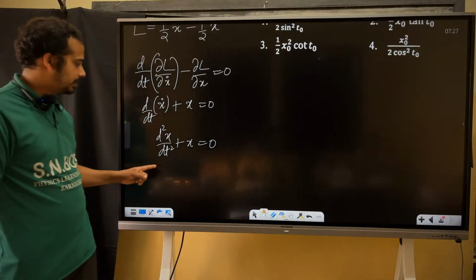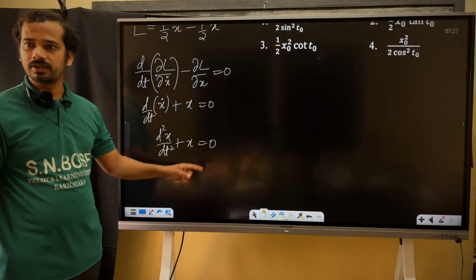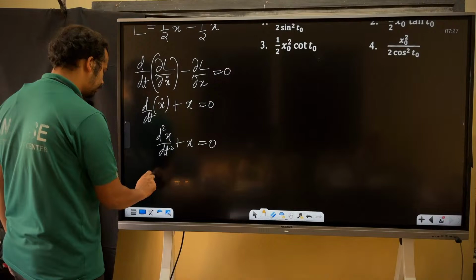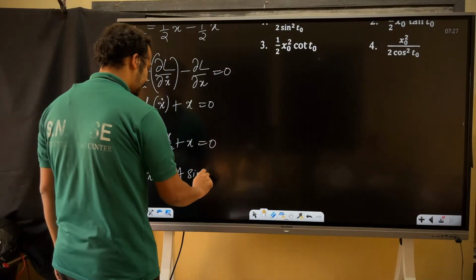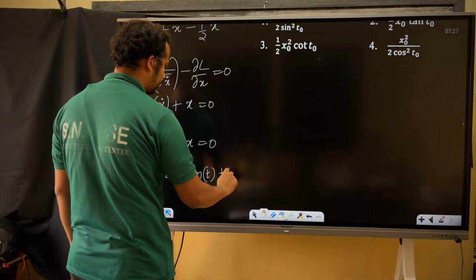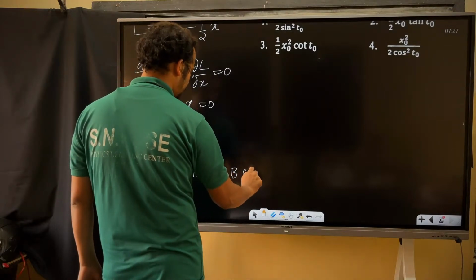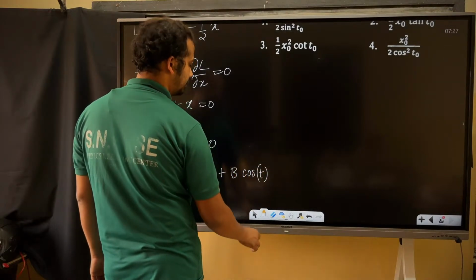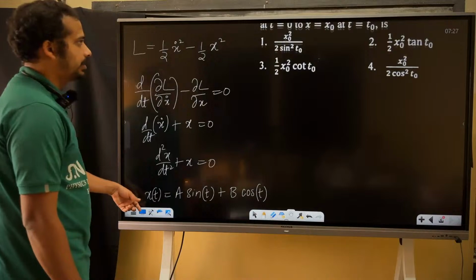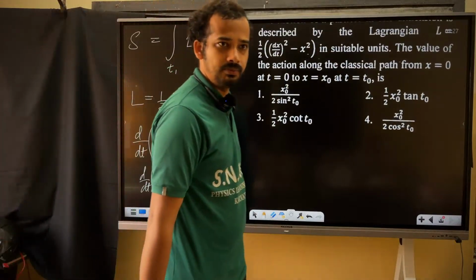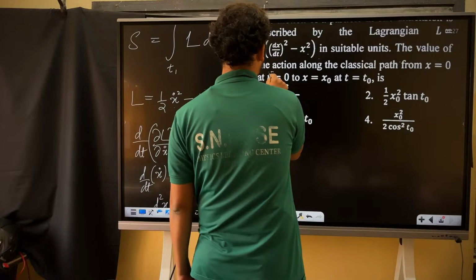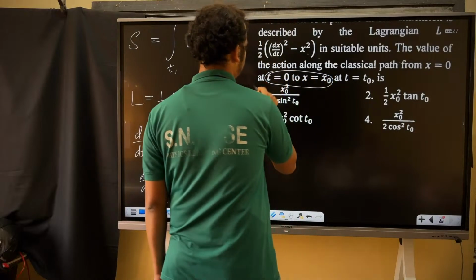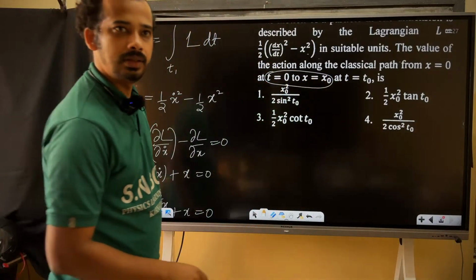d square x by dt square plus omega square x equal to 0. Am I right? What is its solution? x of t, the most general solution, A sin t plus B cos t, omega equal to 1. Can I write like this? So now he gave some initial conditions also. If you wish to proceed with whatever he has given, at t equal to 0, it is at x naught. Am I right?